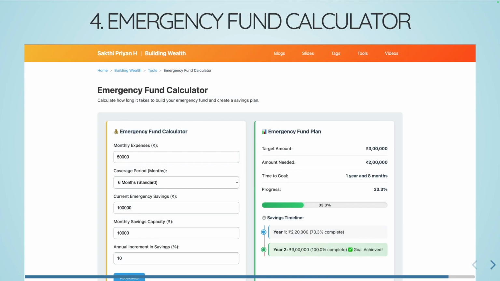So this particular tool will help us plan our emergency fund and set it up. You can play around with these numbers and see what timeline is required to set it up. The example given here says 1 year, 8 months as the timeline to cover the emergency fund. I will share the link in the description. If you are interested, you can go and look at it.